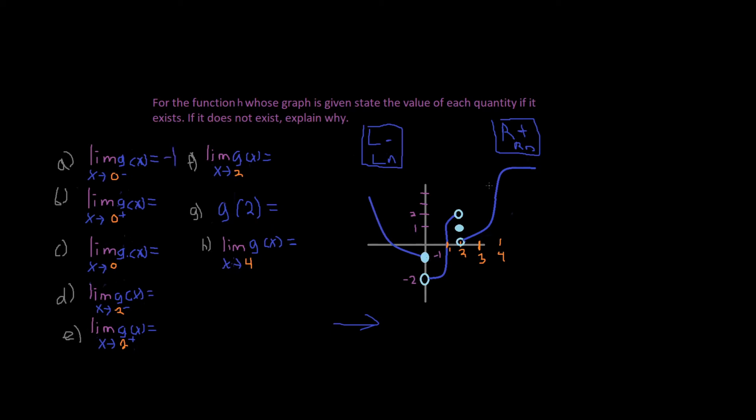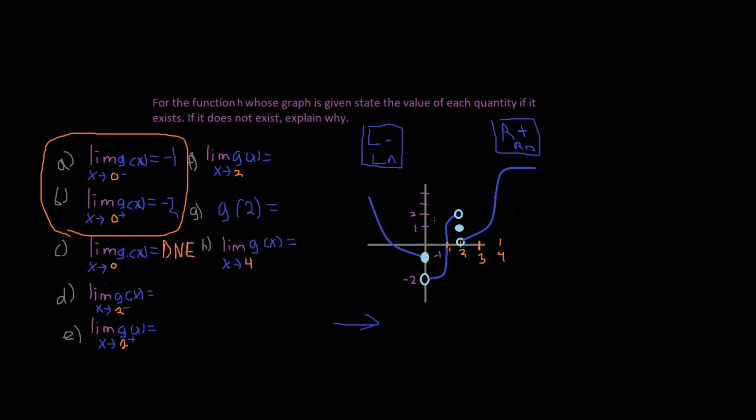Alright, so 0 from the right hand side. So we're going over here, following this curve. Oh, it looks like it's -2. Alright, now it says the limit of g of x as x approaches 0. And so how do we know what this is? Well, we need to know that our limit approaches from the left hand side and the right hand side are equal. So we need to know that this is equal or not. It doesn't look like it's equal, so it does not exist.